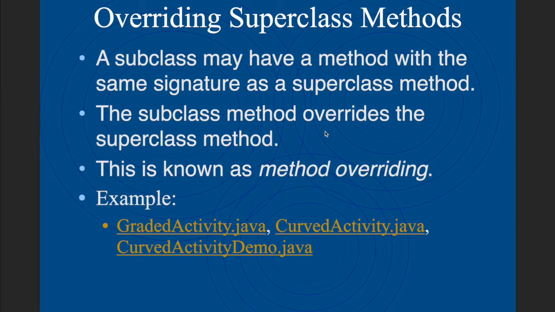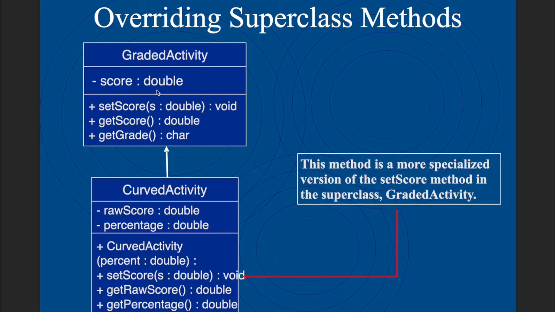A subclass may have a method with the same signature as a superclass method. The subclass method overrides the superclass method. This is known as method overriding. What does it actually mean? Let's see this example. We have a superclass which is GradedActivity with field score and some methods: setScore, getScore, and getGrade.